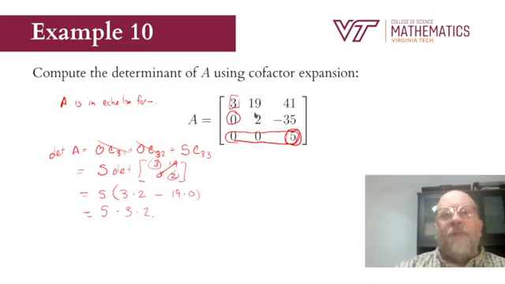5 times 3 times 2. Those are just the numbers that are on the diagonal. In the bottom row, these zeros meant the other cofactors didn't matter. And this 0 meant that the 19 doesn't matter because it just gets multiplied by 0. And so the only numbers that matter are the 3 numbers that are on the diagonal.